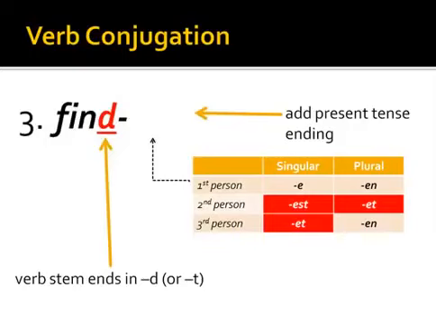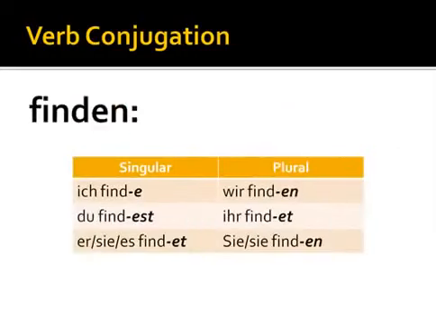So if the verb stem ends in a D or ends in a T, what I want to do in the second and third person singular, and the second person plural, which are marked in red on the screen, is insert an extra E between the verbal stem and the verbal ending. So what I get is ich finde, which is normal, du findest, which is changed. This is so much easier to pronounce than du findst. Du findest. Er, sie, es findet. Wir finden, ihr findet, sie finden. So, if the verbal stem ends in a D or a T, we're going to have to insert an extra E in the second, third person singular, and second person plural.